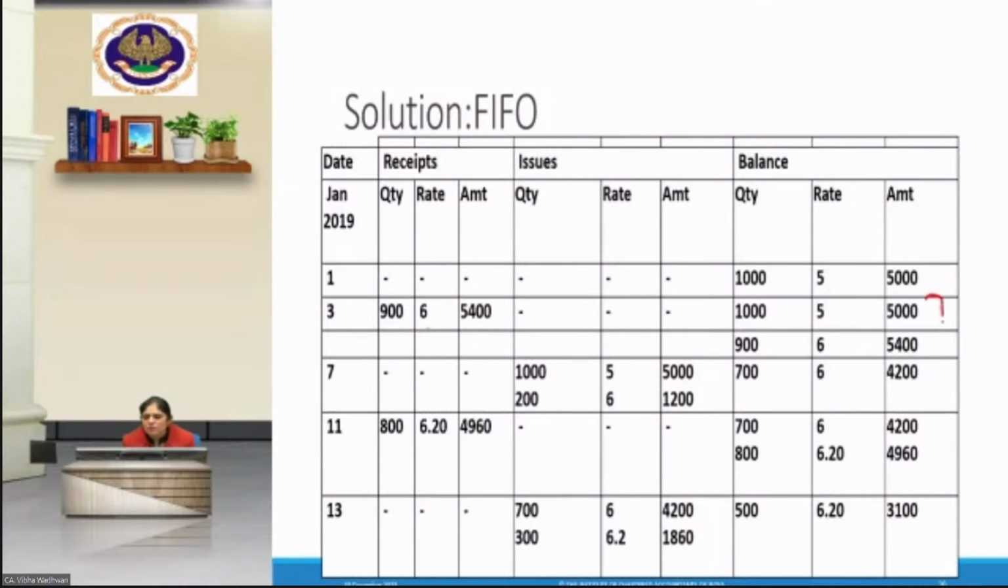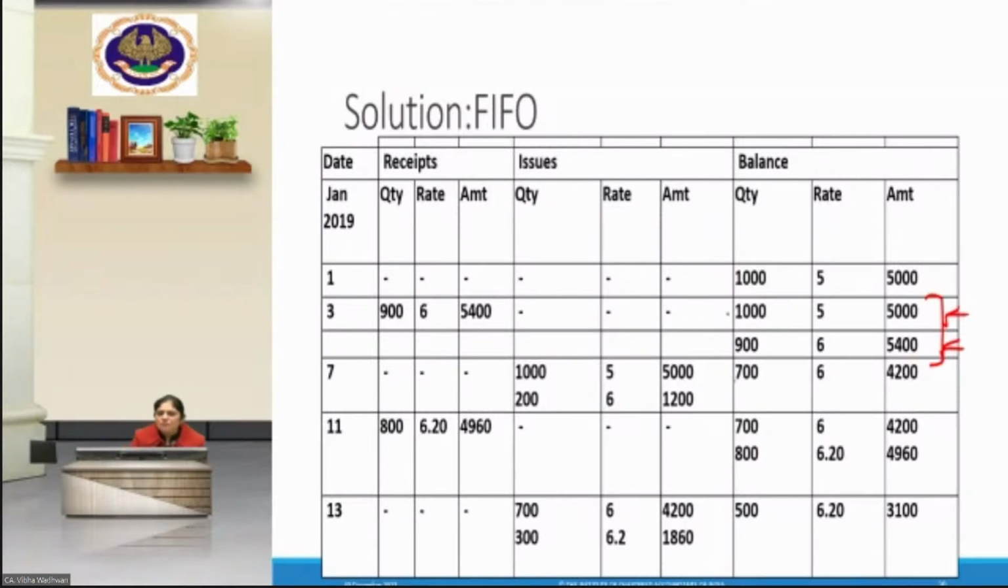So both the balances were the stock we have as on 3rd of January. 1,000 was the original balance and 900 was basically the new purchase. Clear? On 7 January, we have to issue 1,200 units. So in FIFO, the oldest unit will be issued first.